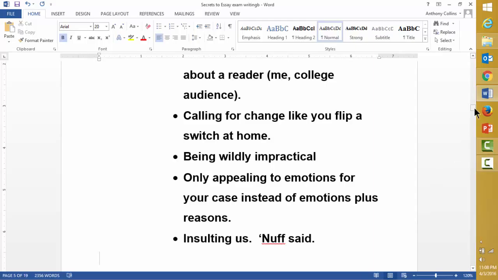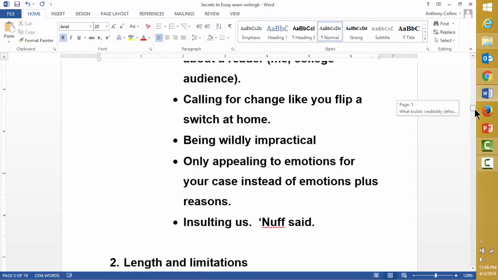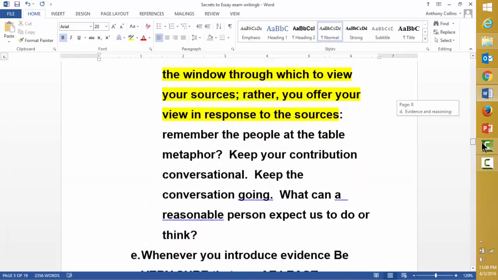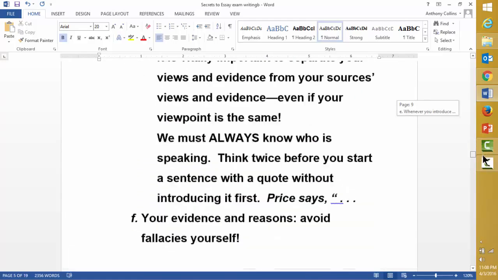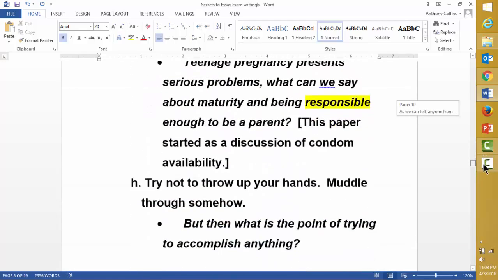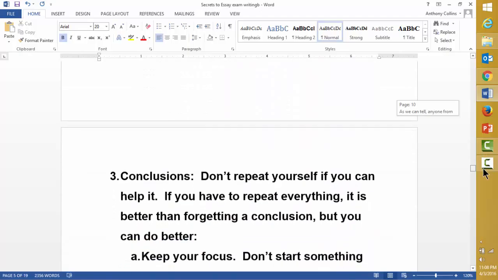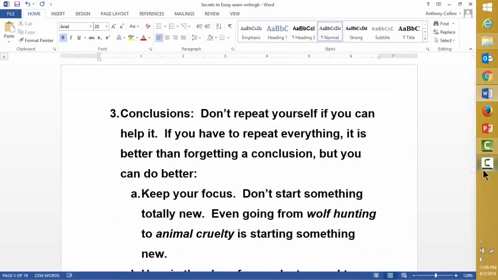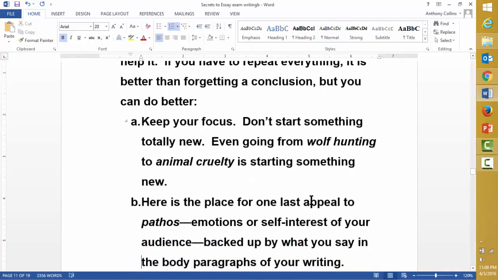Since I go through this in class, I usually have students saying, "Oh, I get it. I get what we're really supposed to do." And I'll remind them, as we're going through this, don't leave appealing to an audience just for the introduction. In a conclusion, you don't want to repeat yourself if you can help it. Keep your focus, I say. Don't start something totally new.